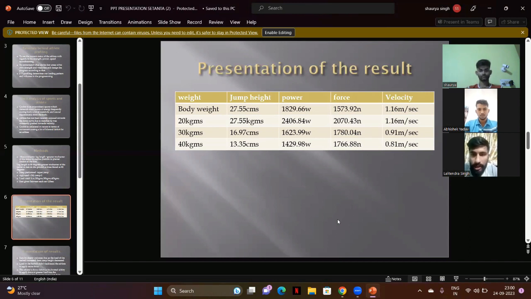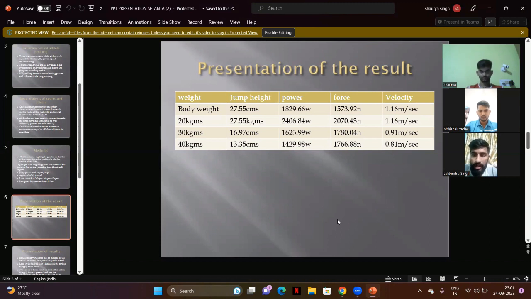So here is the result. As you can see, the result is in front of us. There are five things which I have considered. The first is the weight, second the jump height, third the power output, fourth the force, and the fifth the velocity. With body weight, he jumped around 27.55 centimeters. His power was 1829.66 watts, his force was around 1573 newtons, and his velocity was 1.16 meters per second. So that was the first one.